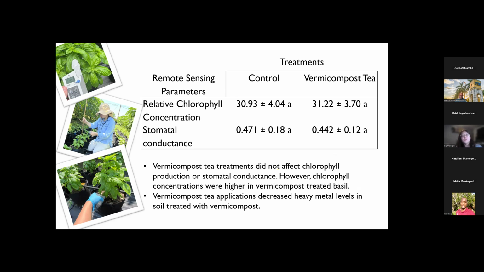Additionally, the microbial communities present in vermicompost tea could have also produced organic acids and other substances that can chelate or form complexes with heavy metals, which would have reduced the presence of heavy metals or their bioavailability at the very least in the soil.